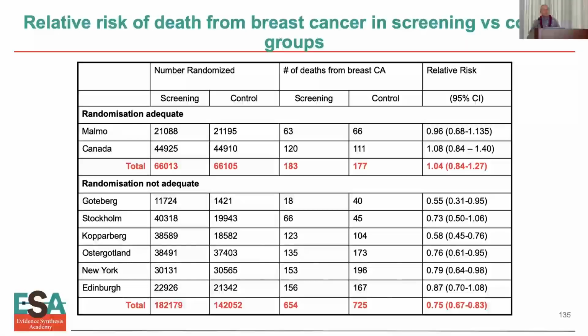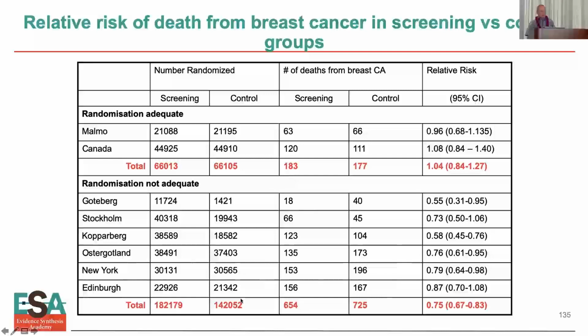So here's an example for the relative risk of dying from breast cancer in screening versus control. This is that meta-analysis I showed you earlier. So in this particular study here, there's 21,000 people who are randomized to the screening group, and a little bit more, about 21,100 or 200, to the control group. These are the number of deaths from breast cancer in each group, and here's the relative risk. And so you can see the relative risk in the Mānoa study is 0.96, in the Kansas study it's 1.08, and the overall relative risk is 1.04.